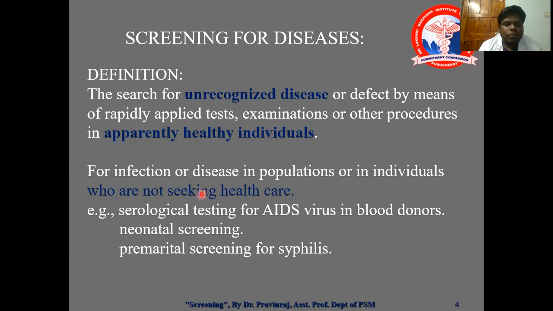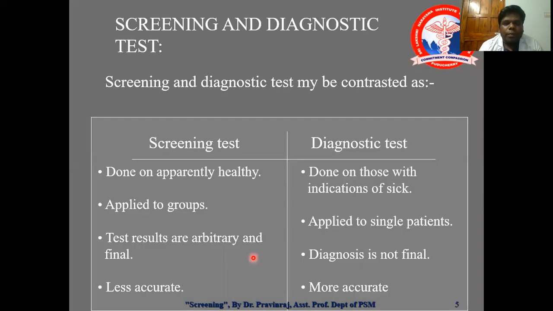For example, we have serological testing for AIDS, where we do ELISA. That is one example. When the baby is born, we do neonatal screening, and we do premarital screening for syphilis, and now also for genetic diseases. We do this for preventive purposes.